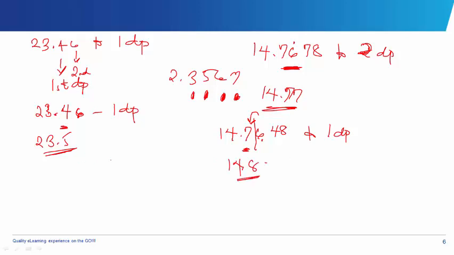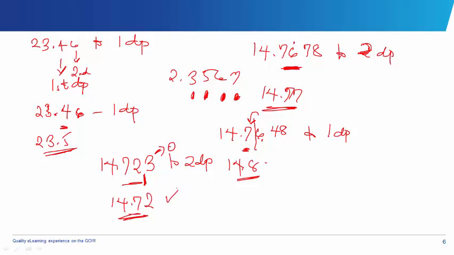Now let's look at another example. 14.723 to 2 decimal places. Now 2 decimal places means we'll stop here. So this 3 is less than 5 and it rounds down to 0, and our answer now becomes 14.72 as our final answer.